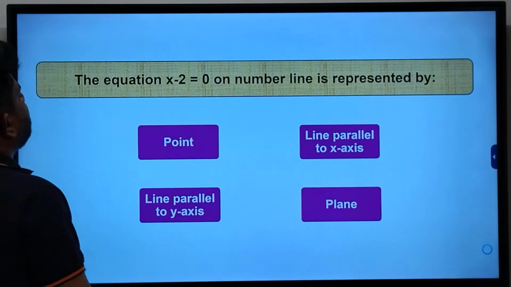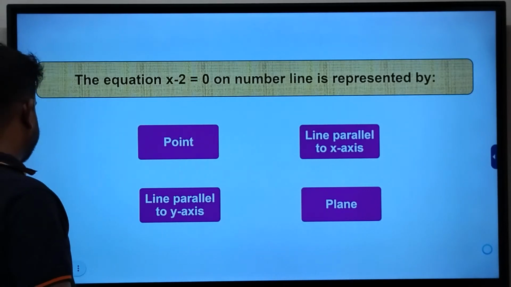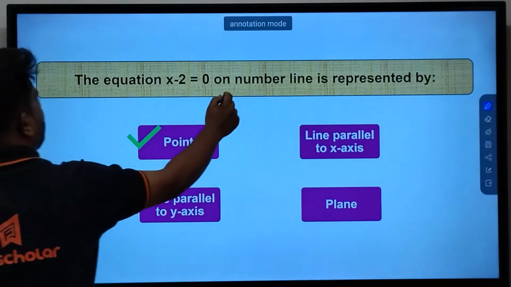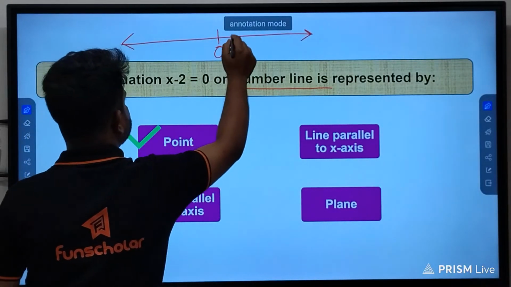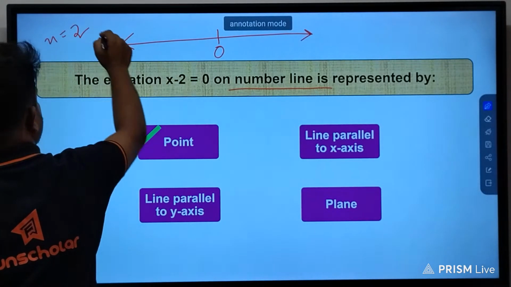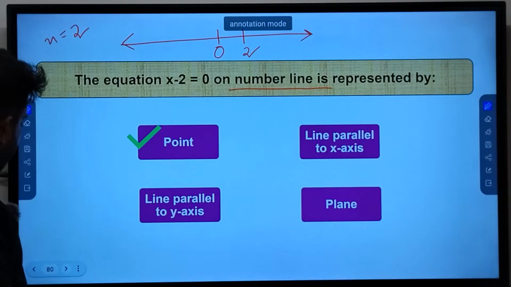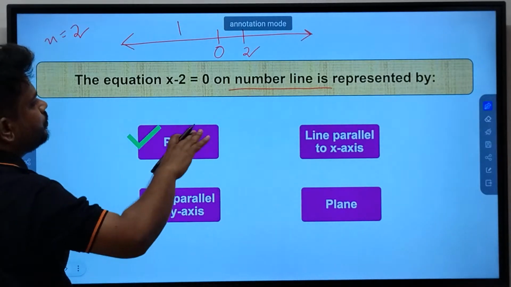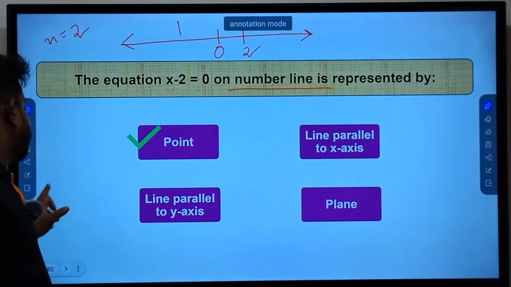Okay, the next one, the equation x minus 2 equals 0 on the number line is represented by a point. Obviously, they have asked us in the number line, and the number line looks like this, and every one here is a point. So x minus 2 equals 0, it will be x equals 2, and 2 will be just a point. Obviously it's a point, and we just write it like this straight line just to represent it in a better way. But actually this is a point, so it is a point.